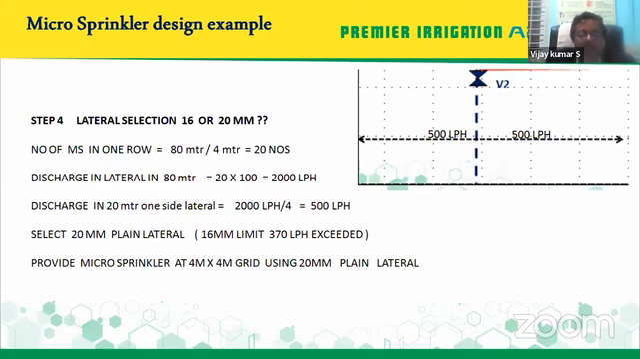So 500 liters per hour, what has happened? It has exceeded the carrying capacity of a 16 millimeter lateral, which is not more than 400 liters. So it has gone into 500 liters. Therefore we cannot select a 16 millimeter lateral. We will have to go for the next size, that is 20 millimeter lateral. So that means I have now finished the second part of the design, that is to design the lateral. I am going to go for a 20 millimeter lateral, and I'm going to have the micro sprinklers at a grid of 4 meter by 4 meter using the 20 millimeter plain lateral.